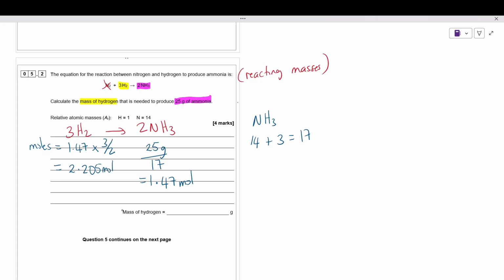And then I can work out the mass of hydrogen that is required by converting from moles to mass. So let me just work that out. So mass of H2, that's going to be my 2.205 multiplied by 2, and that's going to give me 4.41 grams. And that is going to be my answer, 4.41.